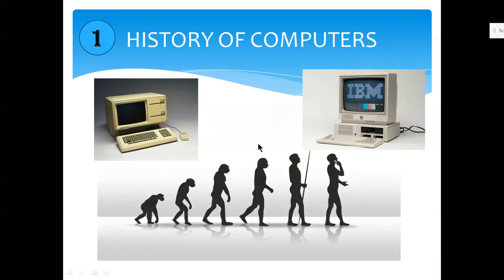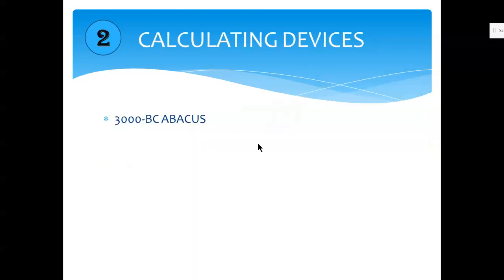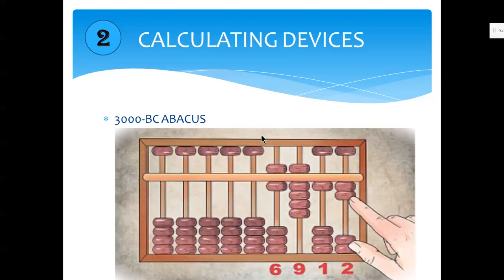So, the need to keep track of numbers led to the invention of different calculating devices. Right from the abacus, the first counting device, many devices were invented, leading to the development of computers. Next, we are going to see calculating devices. That is the 3000 BC abacus.